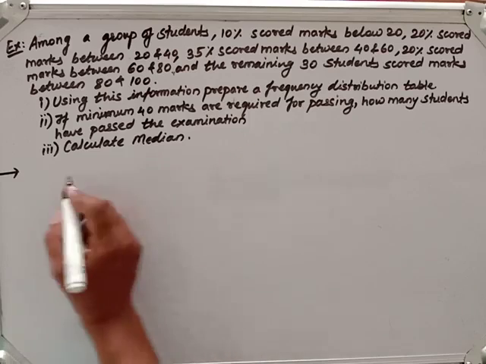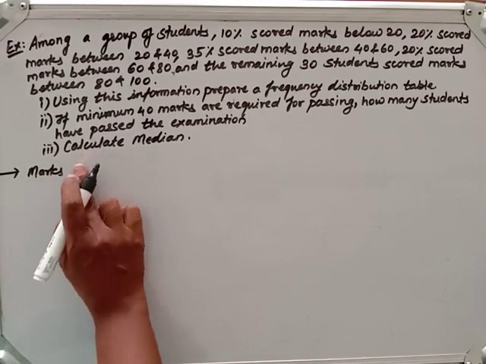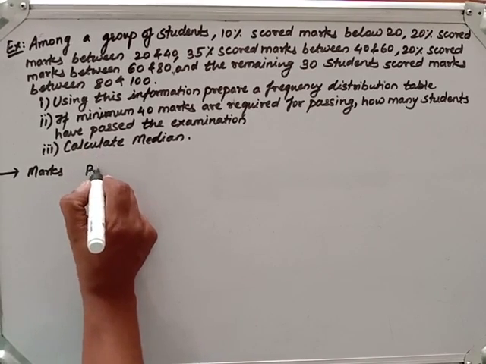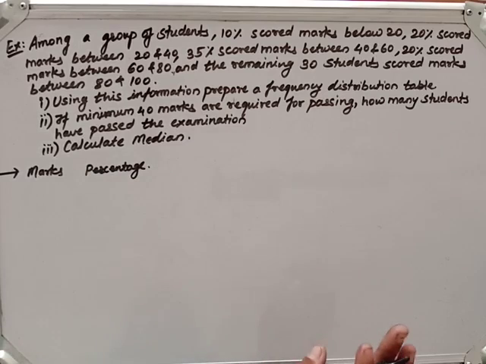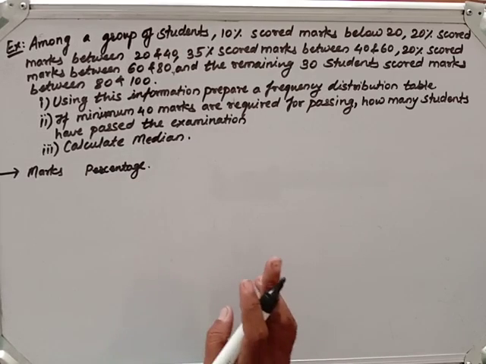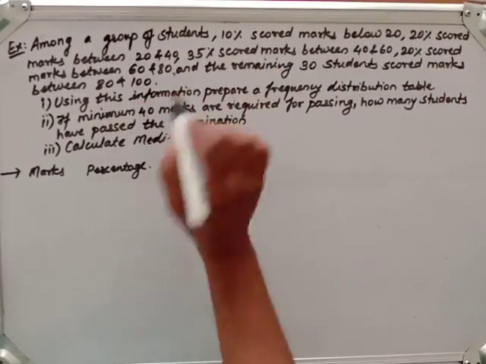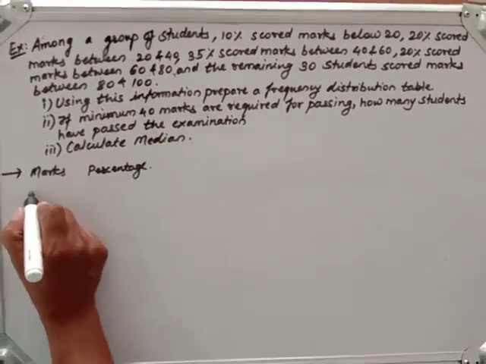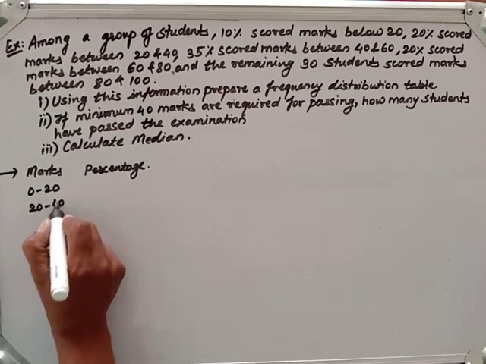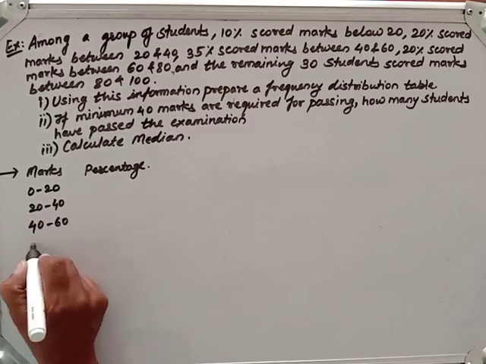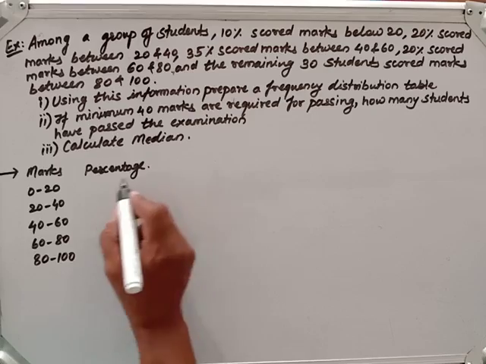Now what is given? Marks and not a number of students, it is percentage of passing. You know overall percentage how much? 100. So complete percent should be 100. So 10% got below 20, 20% got between 20 and 40. So obviously the marks are between 0 to 20, 20 to 40, 40 to 60, 60 to 80 and 80 to 100. Now let me check the percentage.